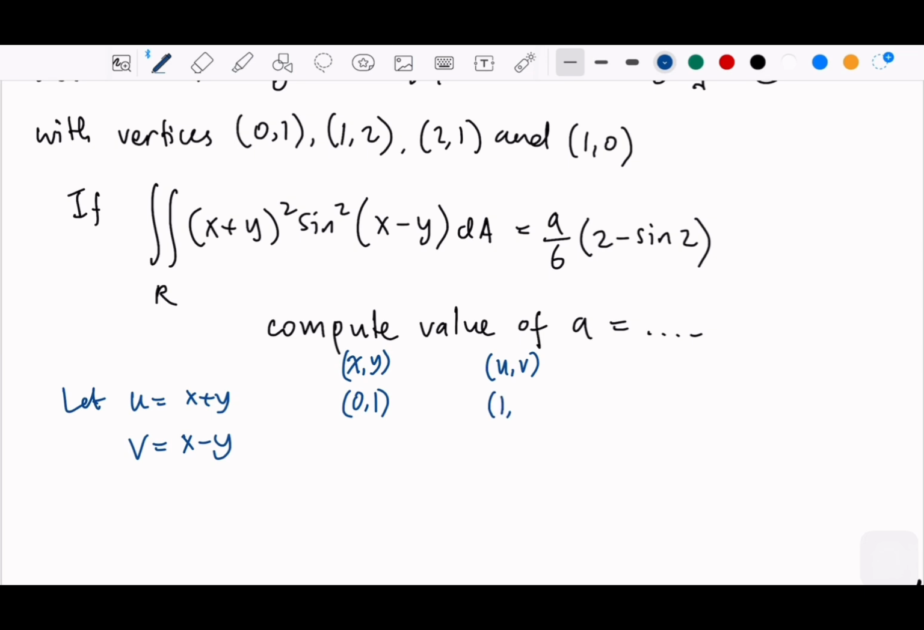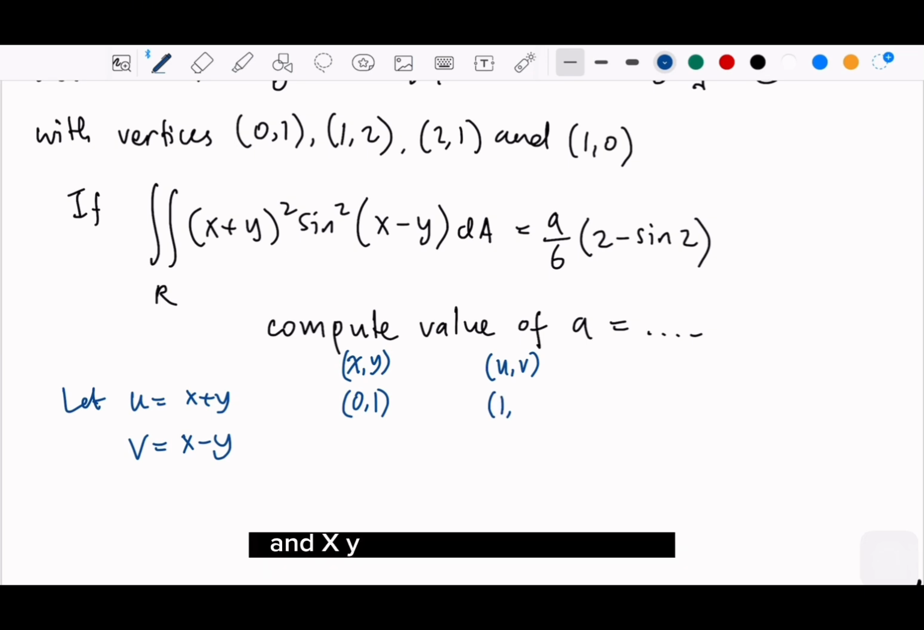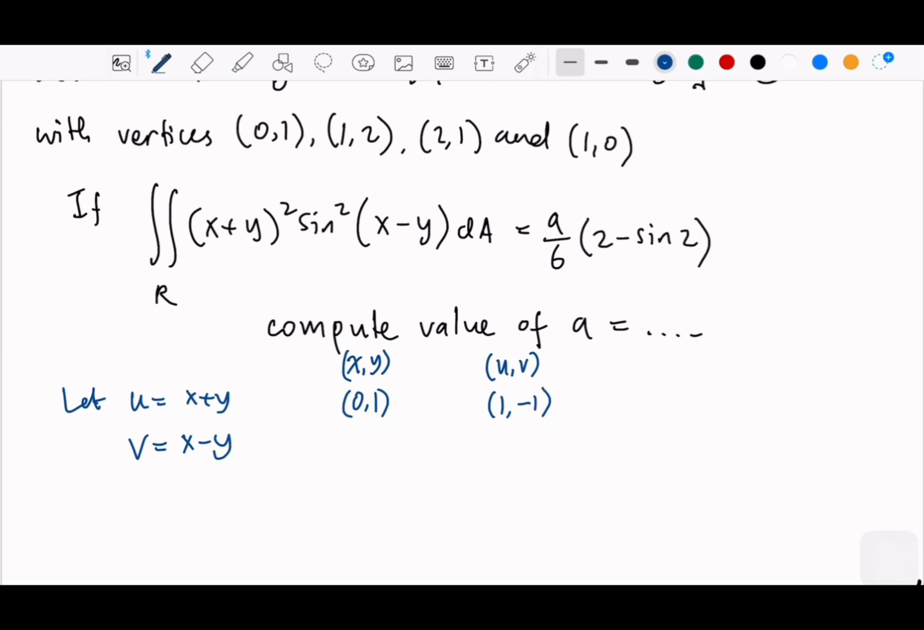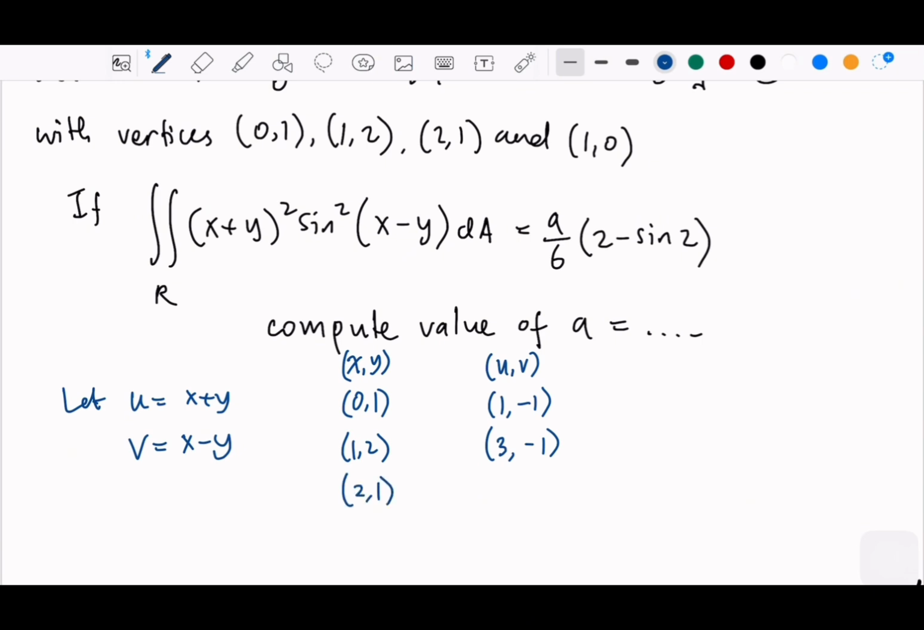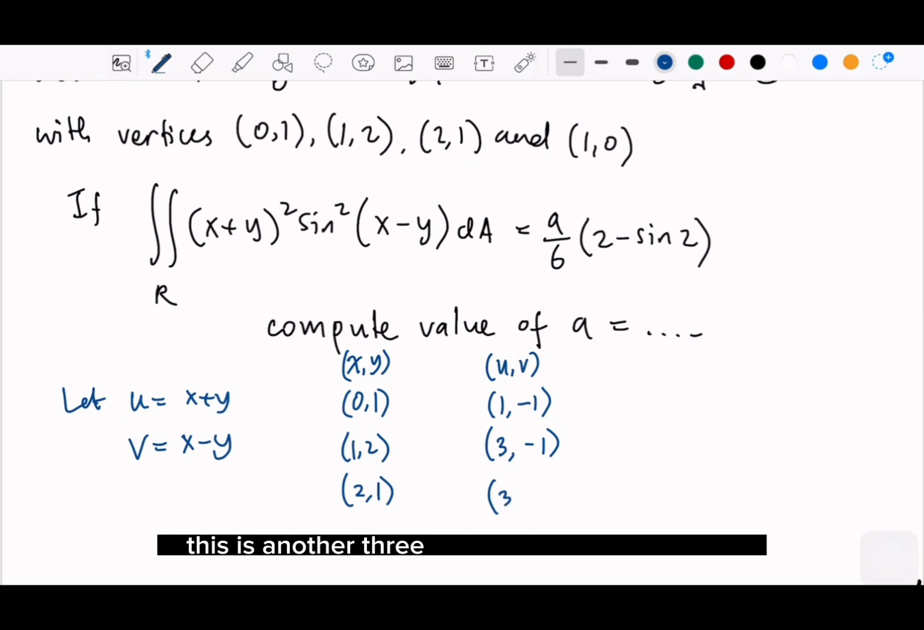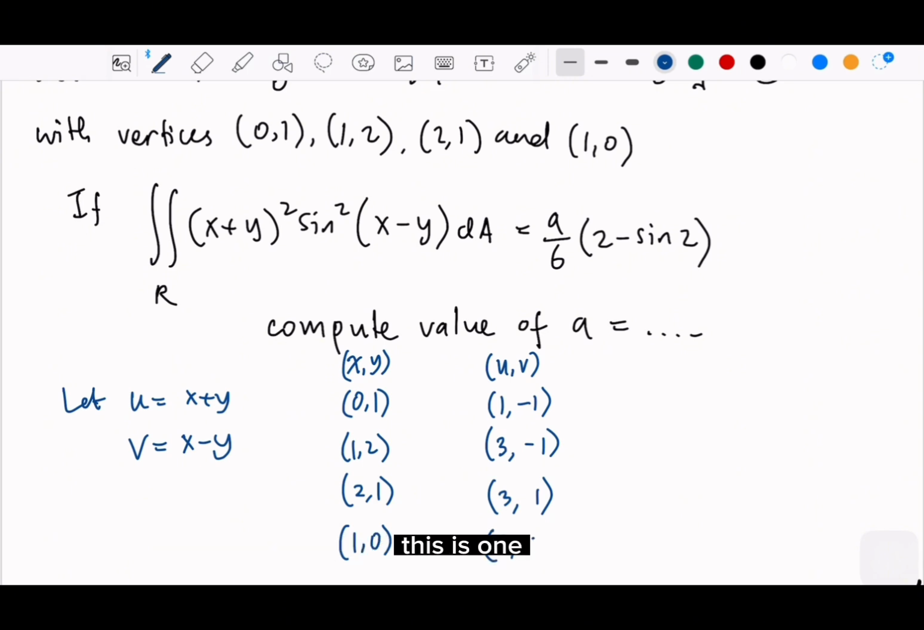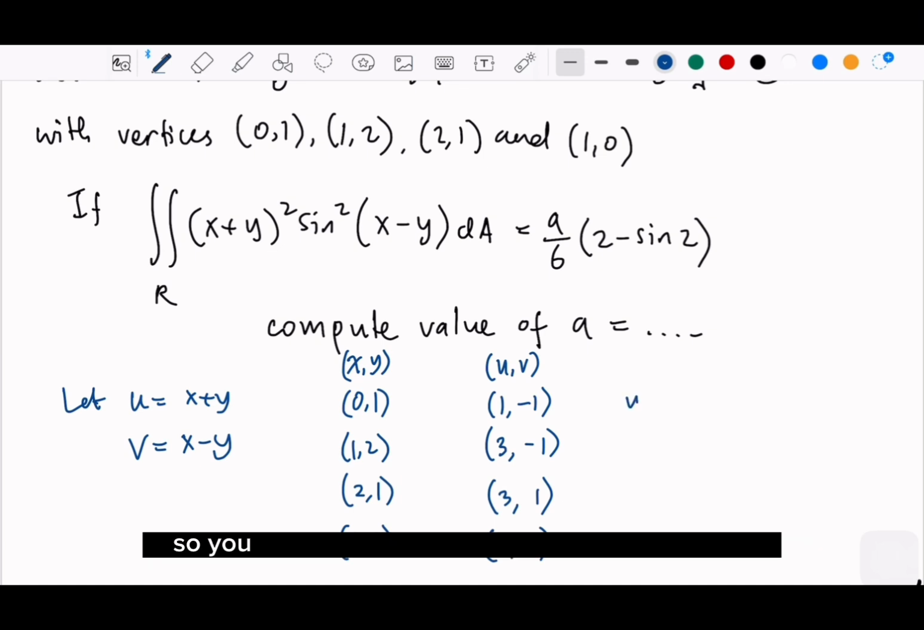So this will be 1, and in xy it will be -1, right? And then what else? 1, 2, this is 3, this is -1, and then 2, 1, this is another 3, this is 1, and then 1, 0, this is 1, this is 1. So u will be from 1 to 3, v is from -1 to 1, right?